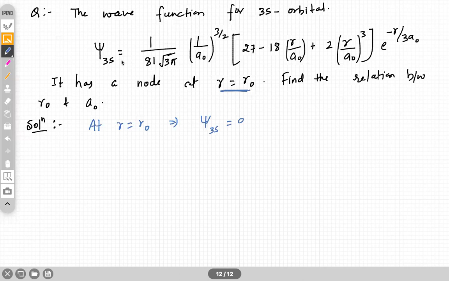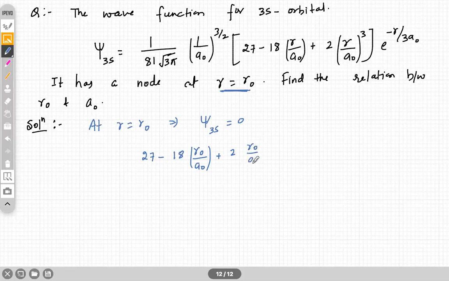And we substitute this in this equation. So we get 27 minus 18 r naught by a naught plus 2 r naught by a naught whole cube equals zero. I think there's a mistake here. It should be square, not cube. It should be square here.